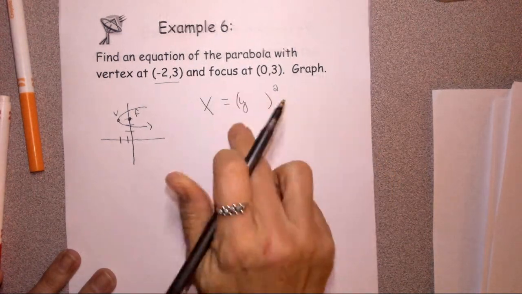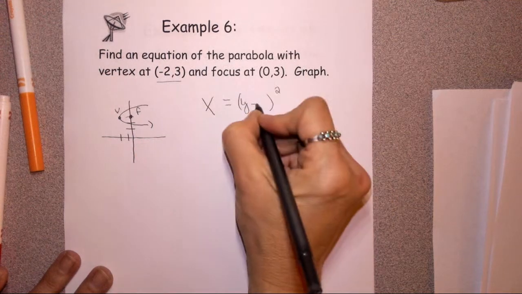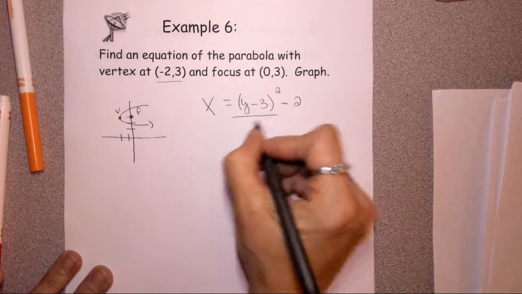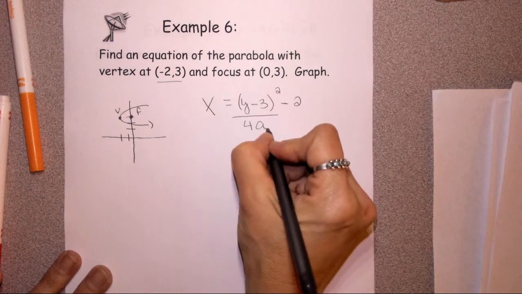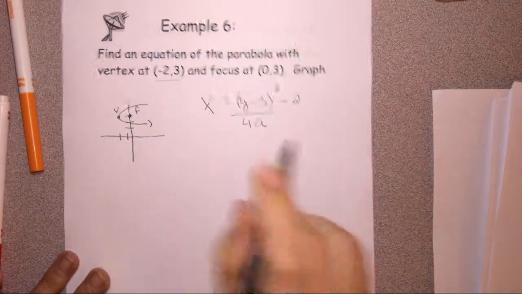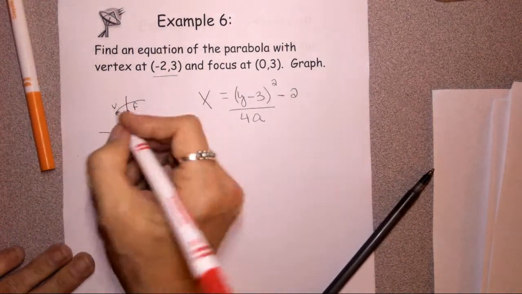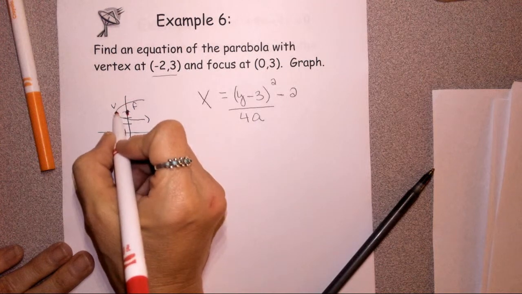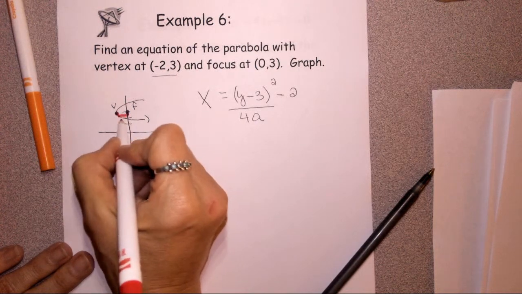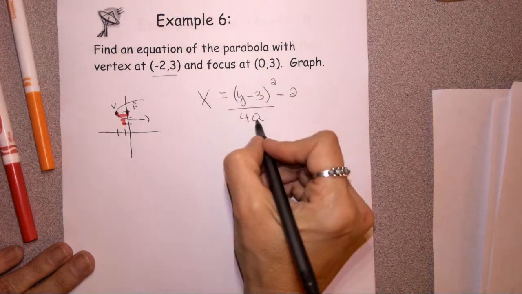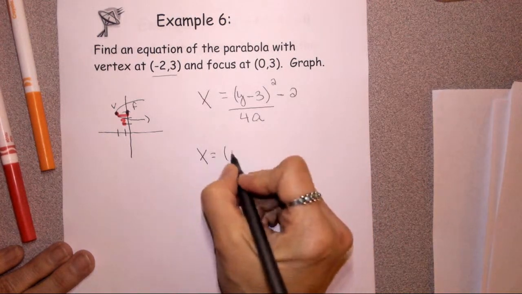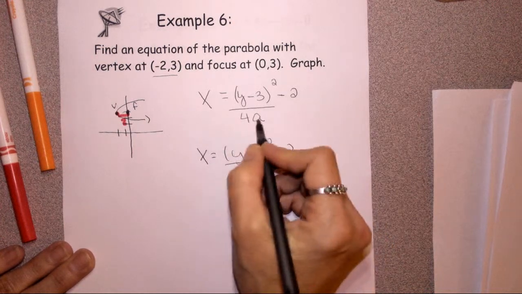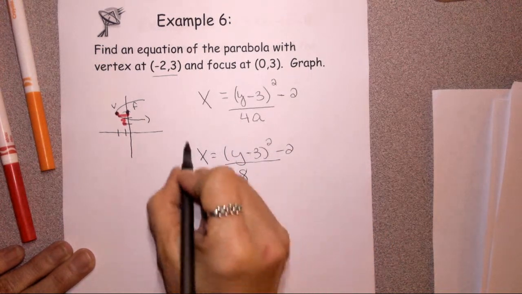Remember, your y coordinate is going to go in here. So I'm going to do the opposite. Out here is going to be my x, exactly what it is. And down here is going to be my 4 times my A. But don't freak out, because this time we actually know A. Remember, A is the distance from the vertex to the focus. So if this is at -2, 3, and this is at 0, 3, my distance right here is 2. So I just need to plug in a 2. So x equals y minus 3 squared minus 2 over 4 times 2 is 8.